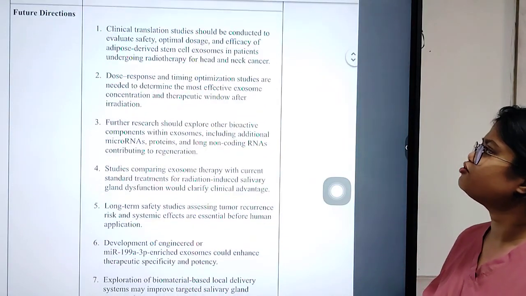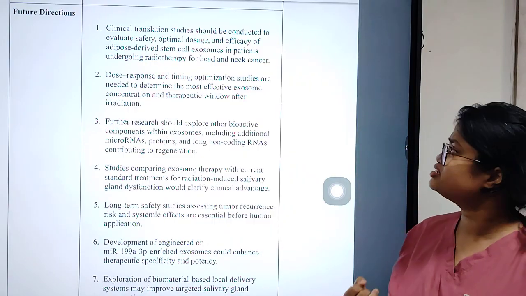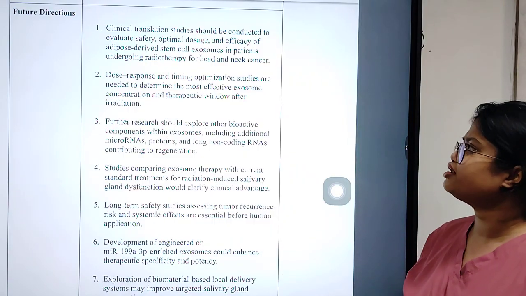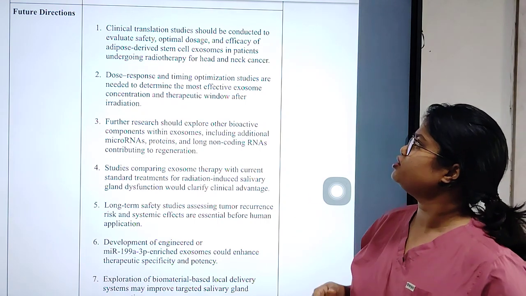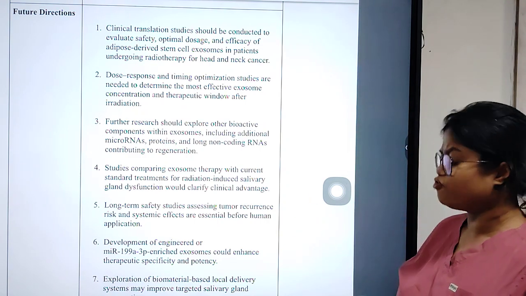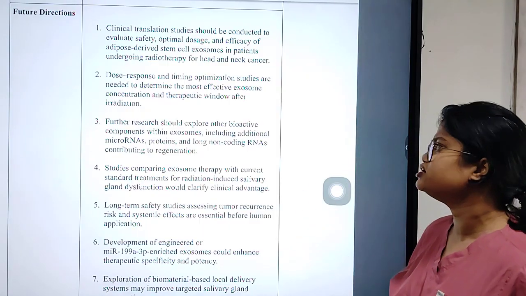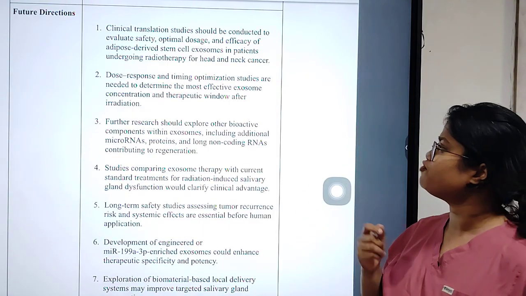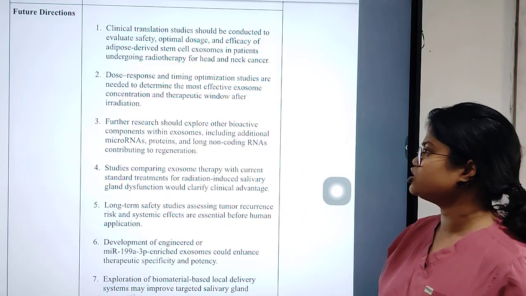So what can be done in the future? Clinical translation studies should be conducted to evaluate the safety, optimize doses and efficacy of these adipose-derived stem cell exosomes in patients undergoing radiotherapy for head and neck cancer. Dose response and timing optimization studies need to determine the most effective exosome concentration and therapeutic window after irradiation.